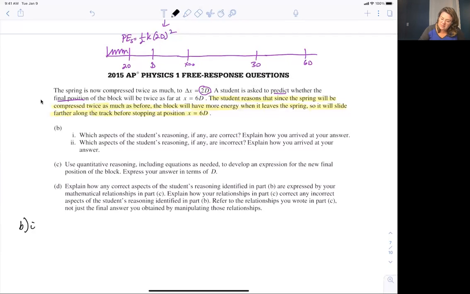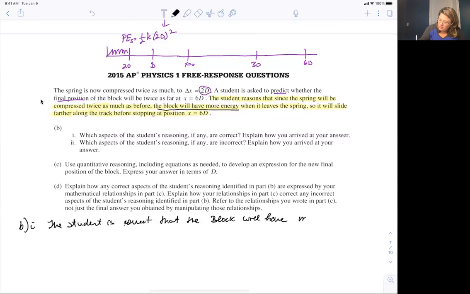So we have highlighted in yellow what the student has said. The student reasons that since the spring will be compressed twice as much, the block will have more energy when it leaves the spring, and it will then travel twice the distance. So we know it will have more energy. So that is correct. So the student is correct that the block will have more energy when it leaves the spring.